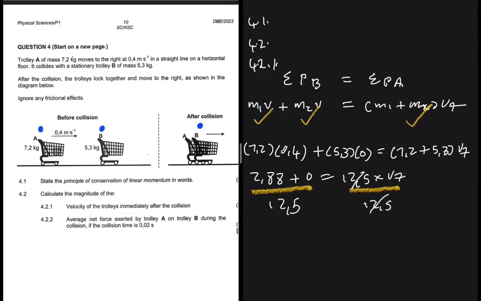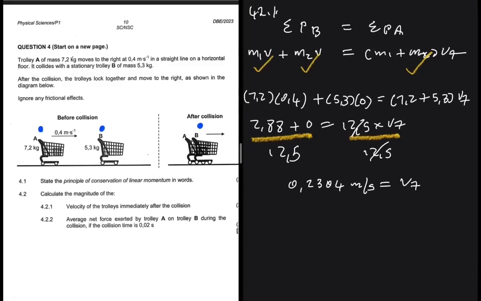I'm getting 0.2304 meters per second, which equals Vf. So there we go, I have the final velocity of the trolleys immediately after the collision.